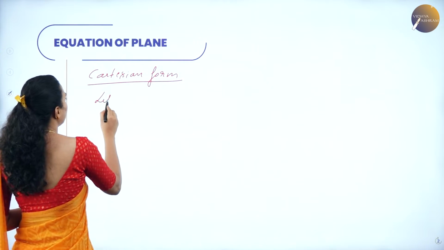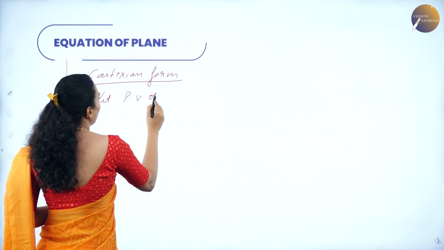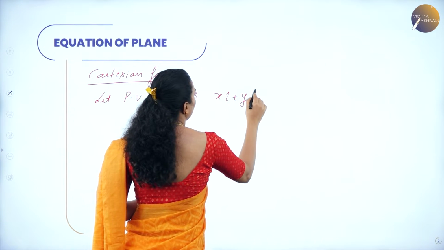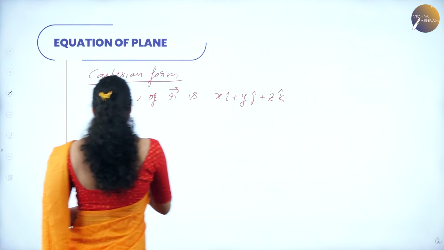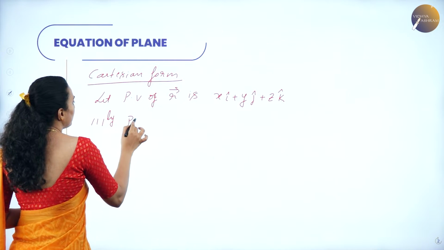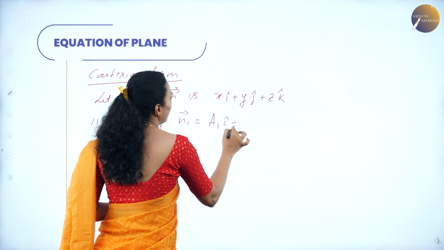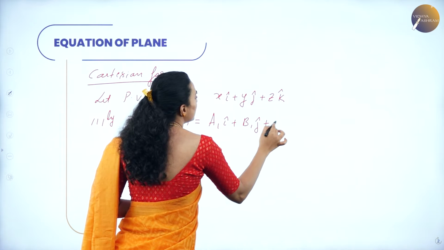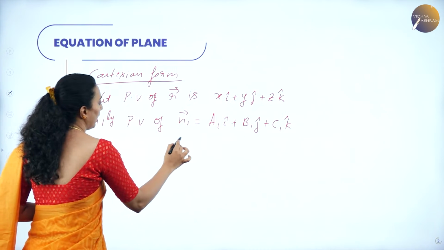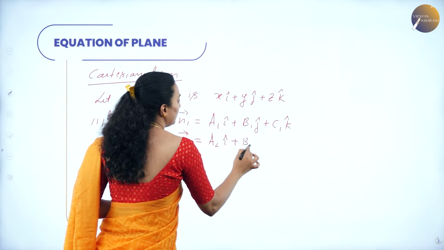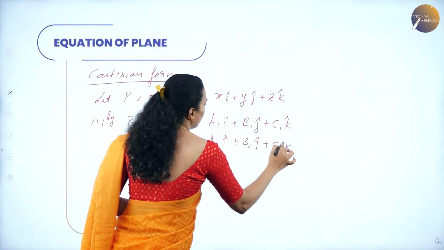So here I am taking the position vectors. Let the position vector of r vector be xi plus yj plus zk. Similarly, the position vector of n1 vector, let it be a1i plus b1j plus c1k. Similarly, you can have the position vector of n2 vector given by a2i plus b2j plus c2k. Remember all this.